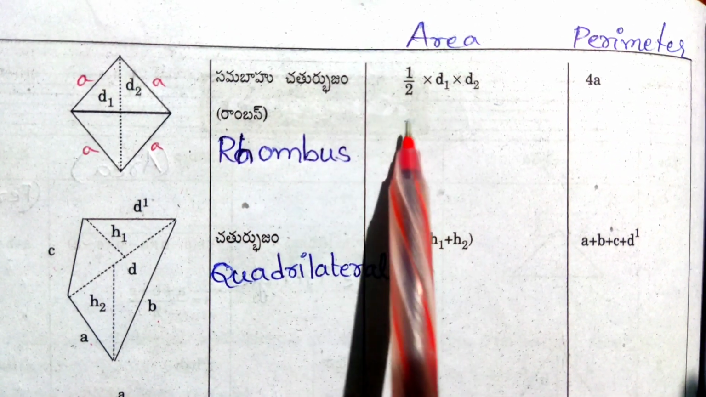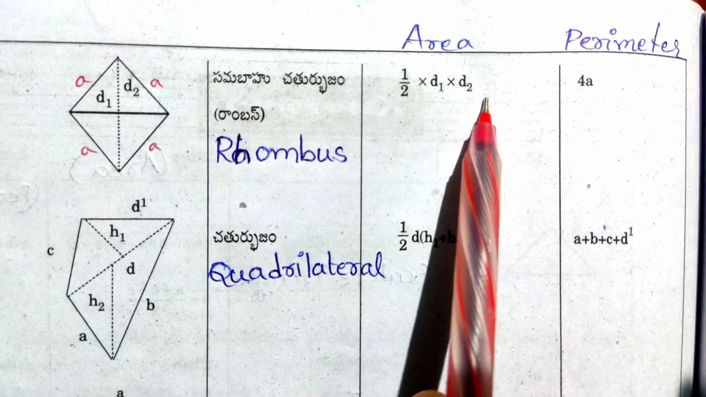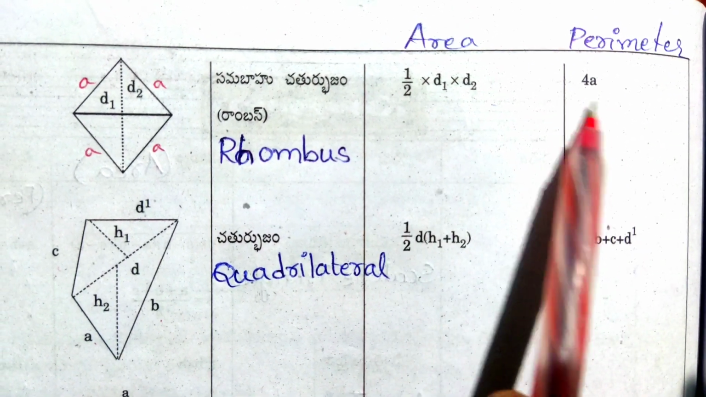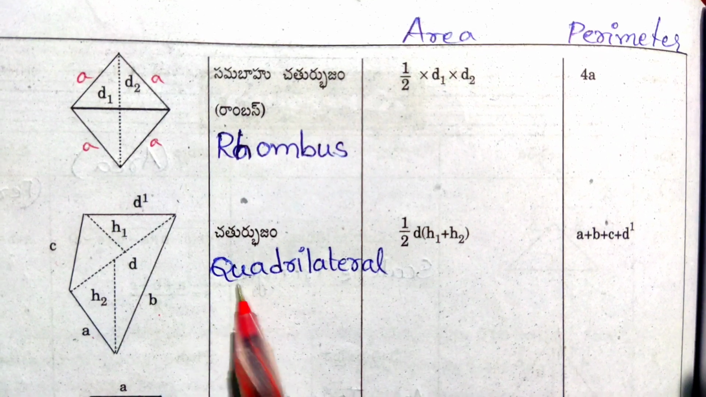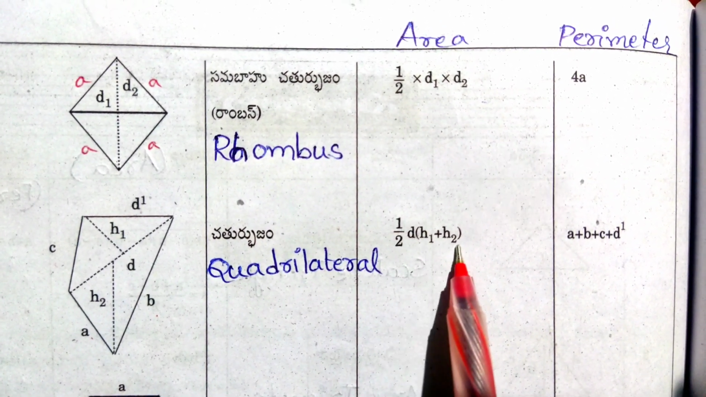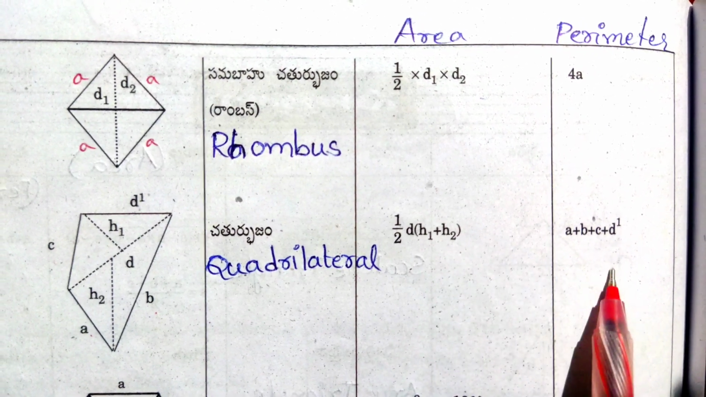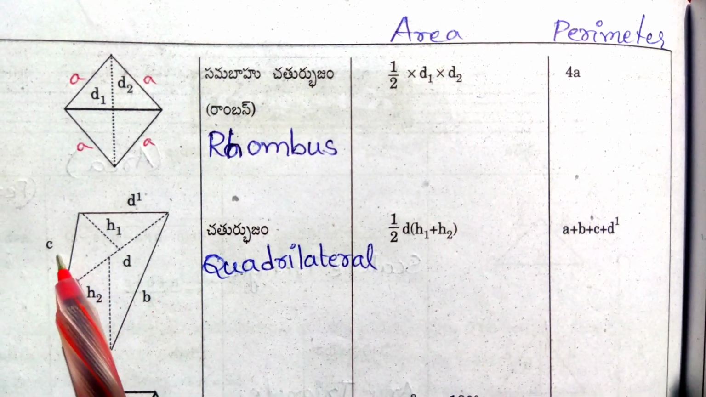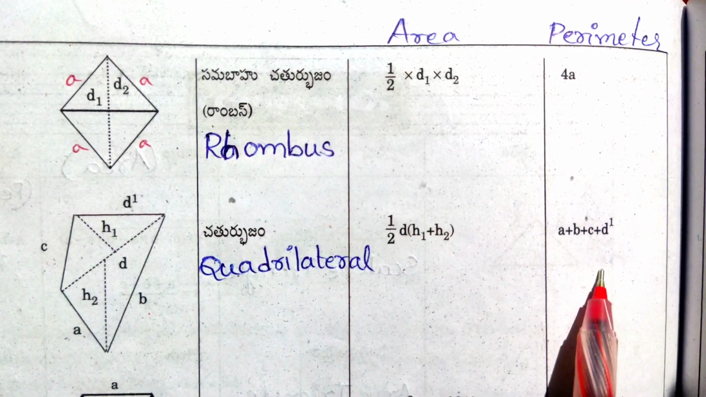Rhombus. Area formula is 1 by 2 d1 into d2. Perimeter formula is 4a. Quadrilateral. Area formula is 1 by 2 d of h1 plus h2. Perimeter formula is a plus b plus c plus d.